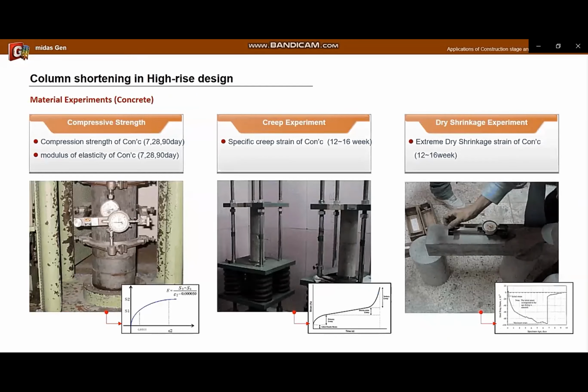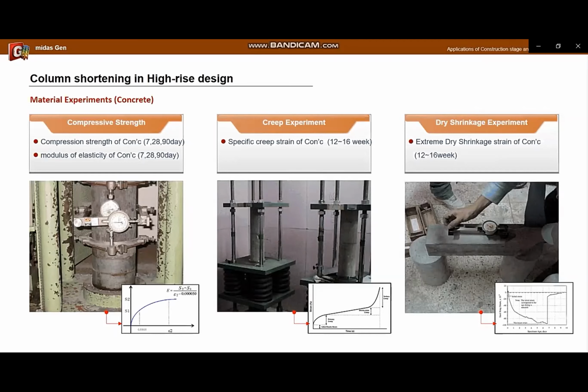The following is how to do material experiments. First, a compressive strength test is performed in order to obtain the compressive strength and modulus of elasticity for a cylinder of 7 days, 28 days, and 90 days of age. And in the creep experiment, we can obtain the specific creep strain curve from 12 to 16 weeks through the experiment. Finally, in the drying shrinkage experiment, we can obtain an ultimate shrinkage strain curve of about 12 to 16 weeks.